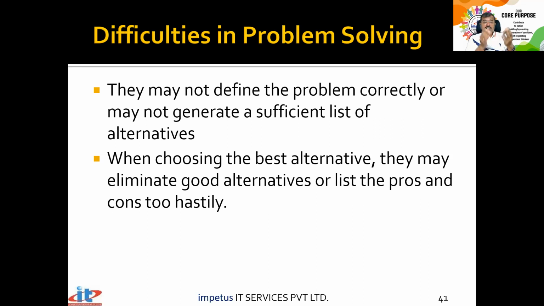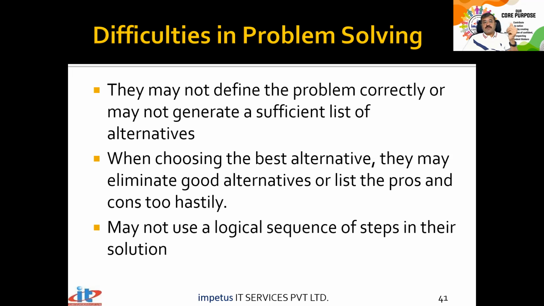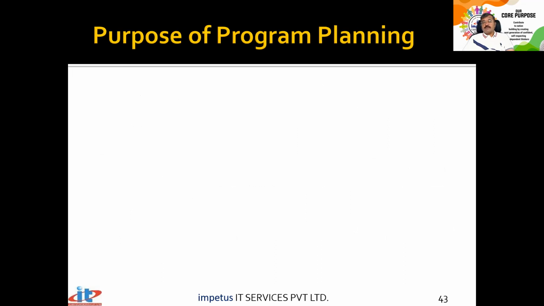And you do not list all the pros and all the cons, all the advantages and all the disadvantages, and you make a decision that this idea is better because we are in a hurry to write that particular code. So that could be the reason why you may not come up with the best kind of solution. You may not use a logical sequence for the steps in the solution. The logic itself may be wrong. So these are various difficulties that one faces while solving a problem. We need to overcome them.